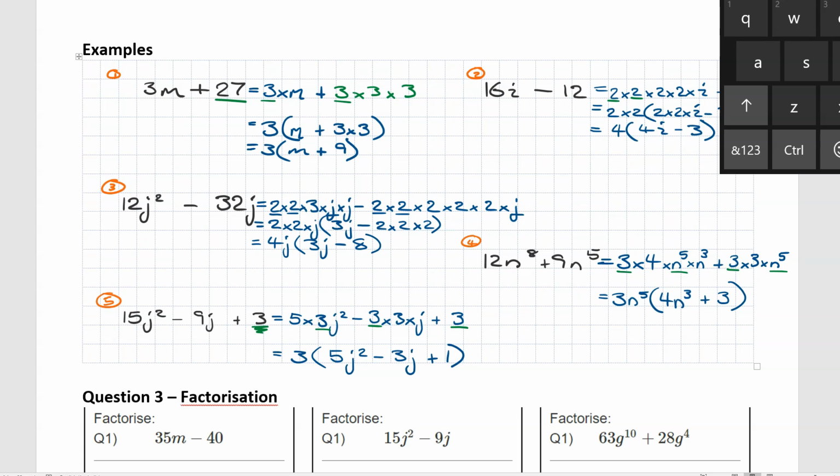So that's where we'll leave it for this video, and in the next video, we'll have a look at how to factorize trinomial expressions.